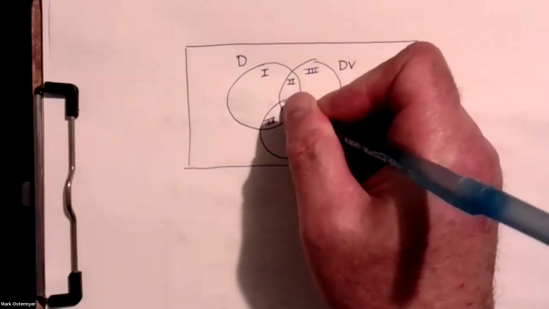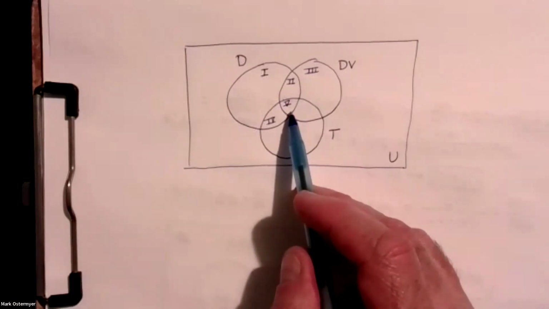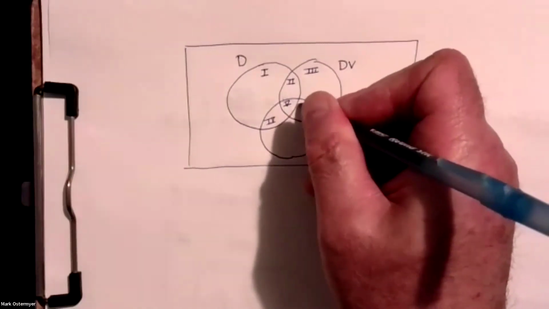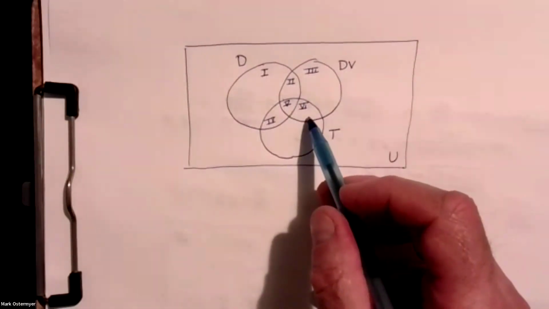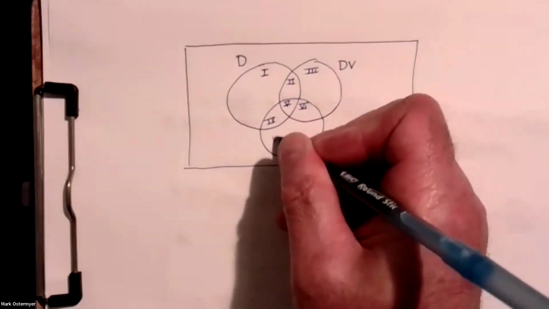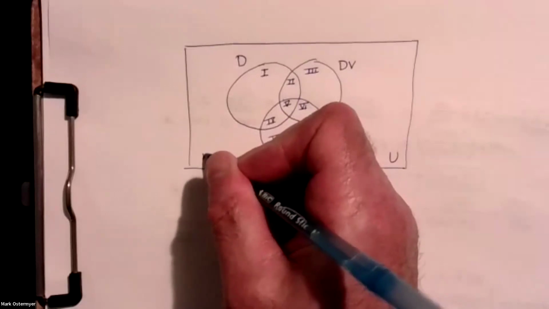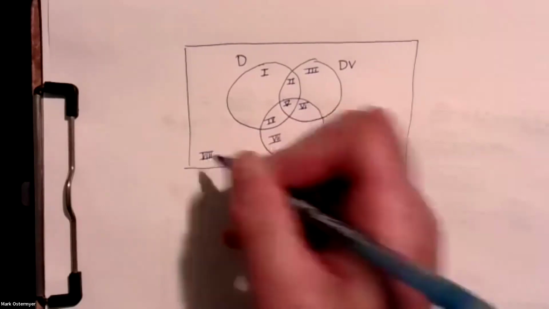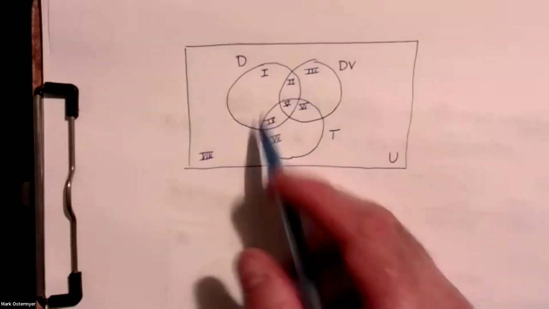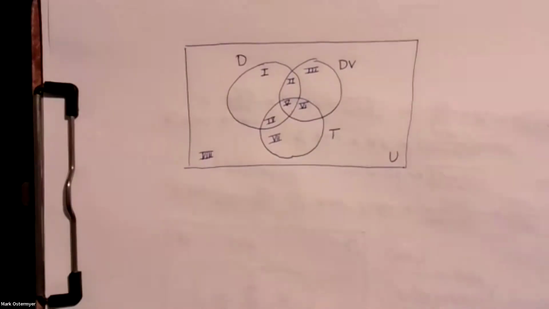Region five are those who have had what? All three offenses. Do you agree? Drugs, domestic violence, and theft. That's the intersection of all three circles right there. Region six is the region consisting of those who had domestic violence and theft offenses, but not drug offenses. Region seven are those who had just theft offenses. And region eight out here, Roman numeral eight, would be those inmates that had none of these offenses, correct? They were in for some other reason. That makes sense. So I labeled the regions here with Roman numerals.